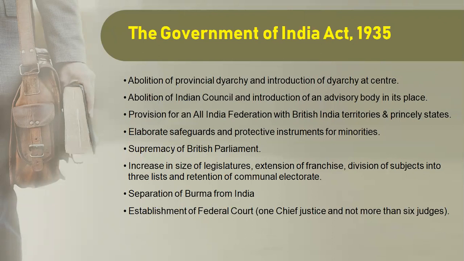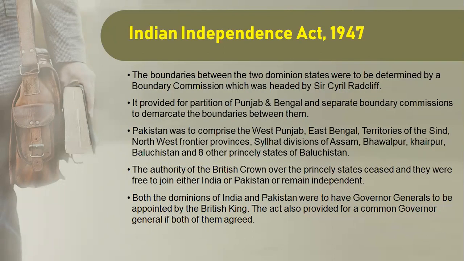We have already seen the point, that is abolition of diarchy at provinces. Three lists were created: federal, which had 59 subjects, provincial, which had 54 subjects, and concurrent, which had 36 subjects. Guys, please remember the numbers also, as they are very, very important.